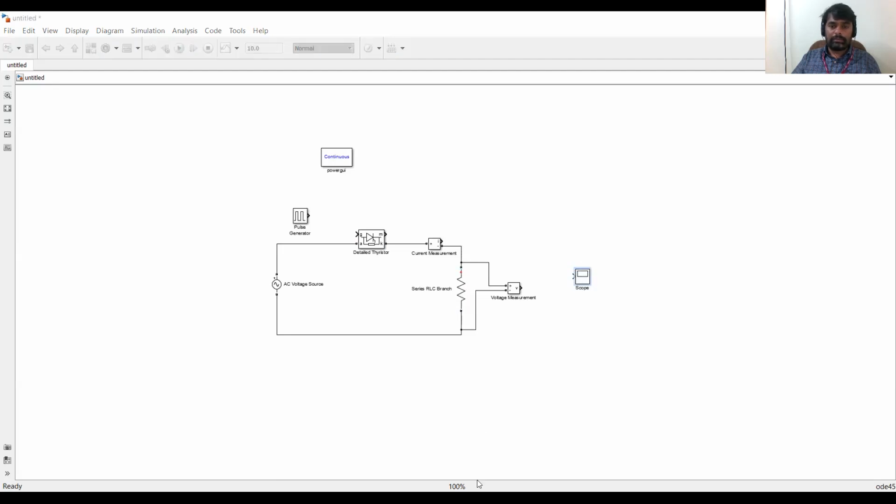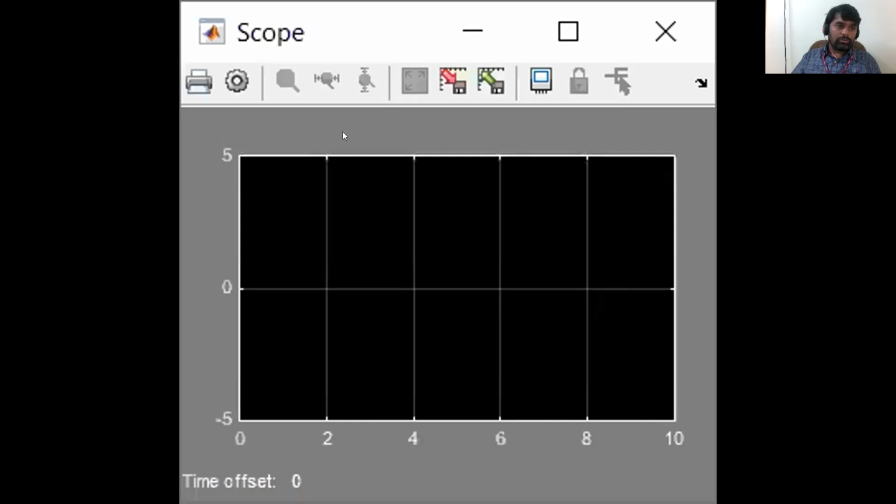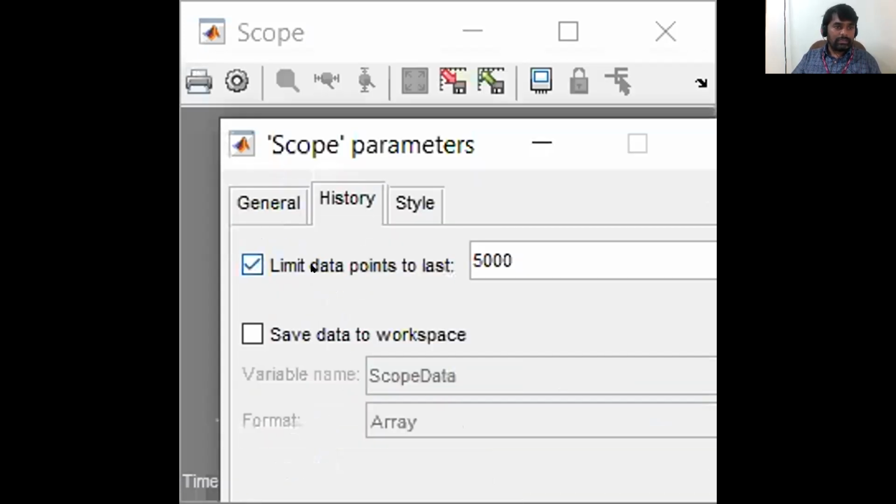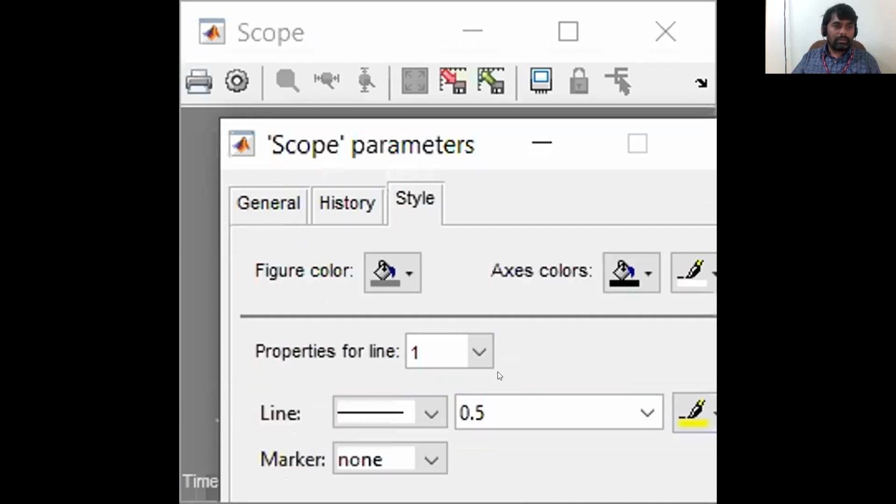Okay, now we have seen in the expected waveforms that there are 4 inputs to the scope. So let us consider the 4 inputs. So if we double click on the scope, let me share this one also. Okay, so you will find this one here. You can just click on this setting, so you can see the number of axes. So we require 4 axes, right? Then you just check this one. Okay, then you can increase the line width.